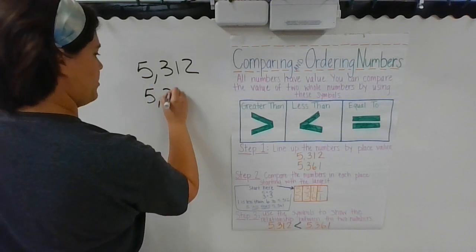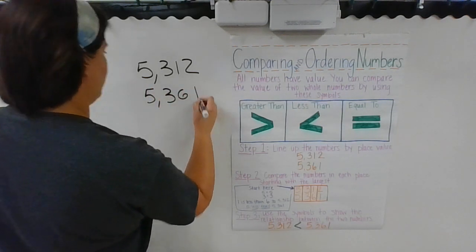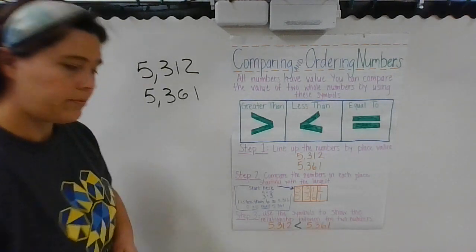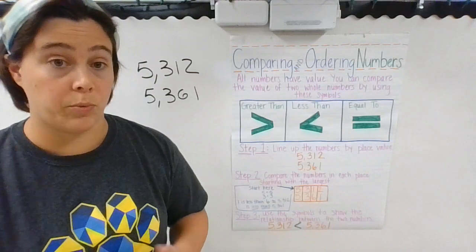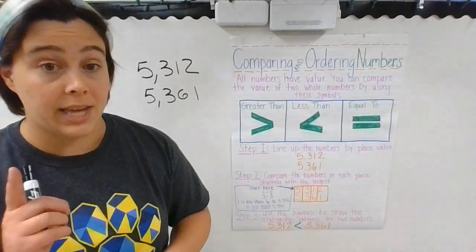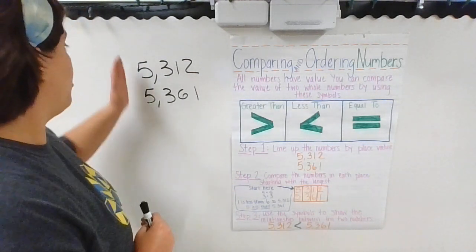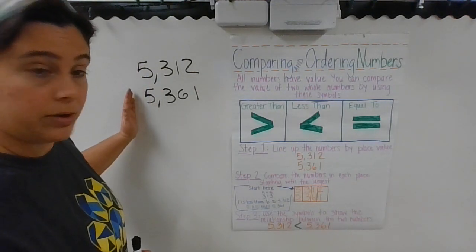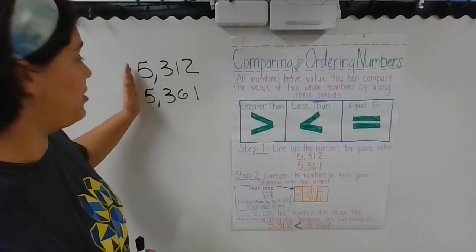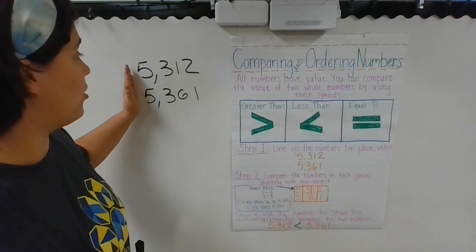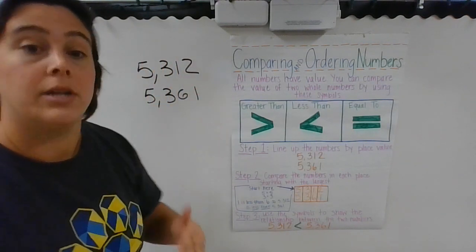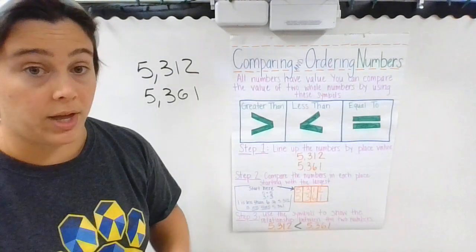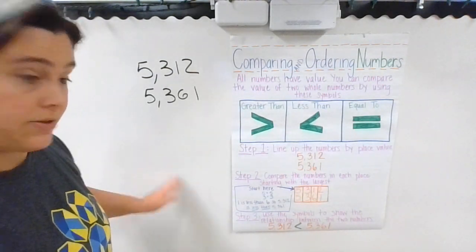5,312 and 5,361. Earlier, I talked about how we're always going to read from left to right. The same thing here. We are lining up our numbers, and we are going to start in the thousands place, and then work our way down to each place value to find out which number is greater than or less than. We're going to start in the thousands place.